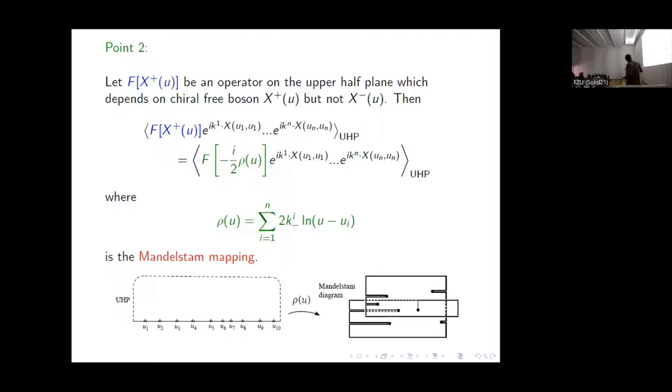There's no conformal map here. This rho of u is a function, okay, which is the Mandelstam mapping. So that is in fact what rho of u is. It's a conformal map, but it's also just a function of u. No, it's not acting as a conformal transformation on anything. You just take the functional, the operators of functional you have here. And the prescription is that if you have a correlation function like this, you can just replace X plus with rho.